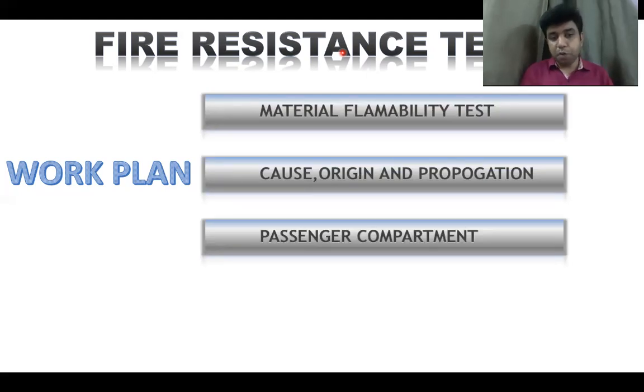And the last and important work plan item is the passenger compartment zone, which we also call a safety cage or safe zone area, because whenever the fire happens, the ultimate goal of the fire resistance test is to ensure safe conditions for the passengers and the occupants in the car. So we need to ensure that if fire propagates from any of the sides, we know how much time it takes to enter that passenger compartment zone. Okay, so this is the normal work plan whenever we talk about the fire resistance test.